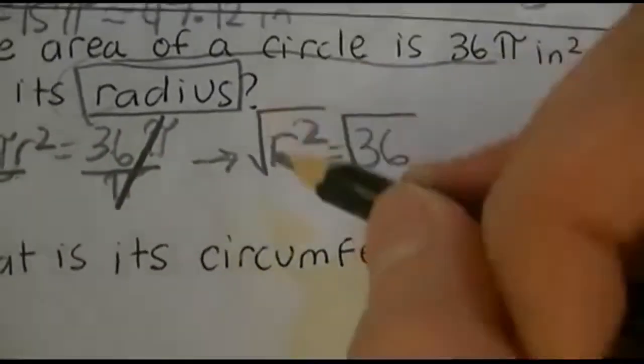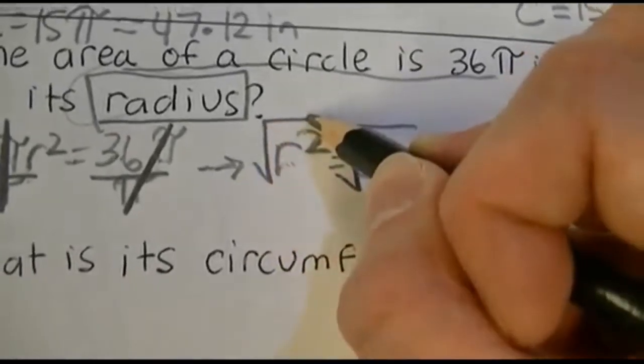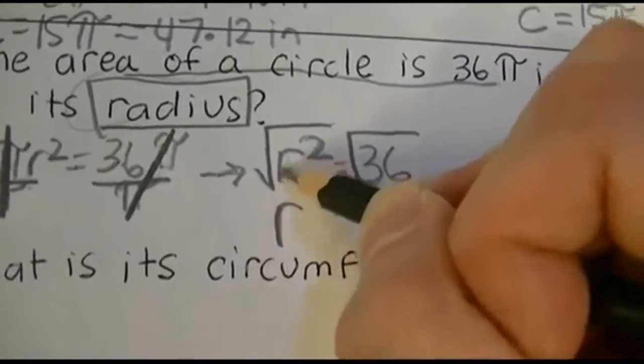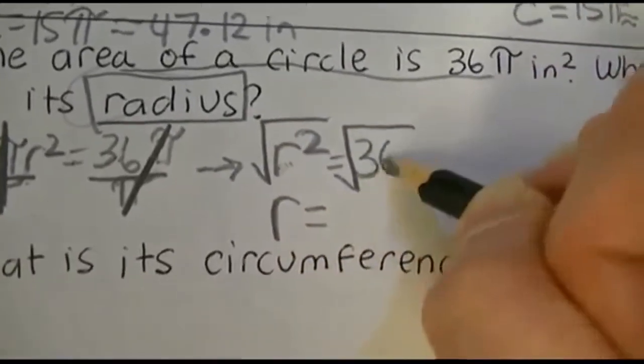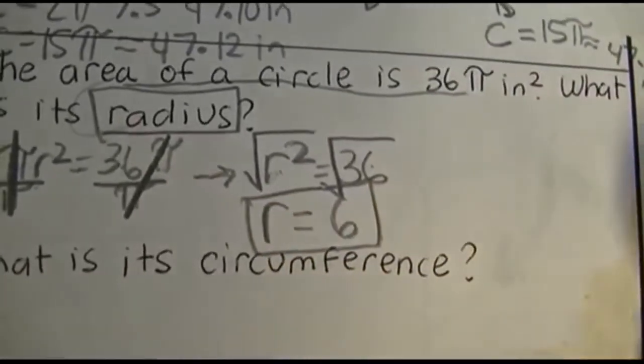All right? So when you take a number and square it, and then take the square root of it, you're left with just plain old that number, okay? The square root of 36 is 6. So the radius is 6.